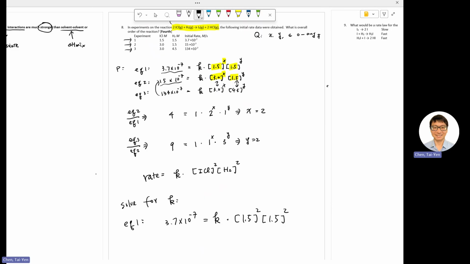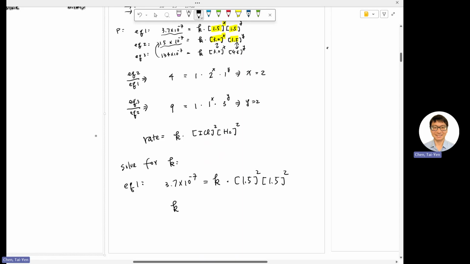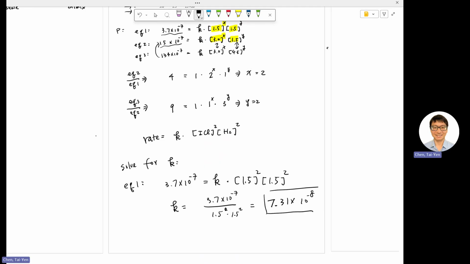By doing this, you'll be able to solve for K, which equals 3.7 times 10 to the negative 7 divided by 1.5 squared. You'll get a number equal to 7.31 times 10 to the negative 8. So that's all the variables you have in this rate law: your rate constant K, and the two orders for your two reactants.